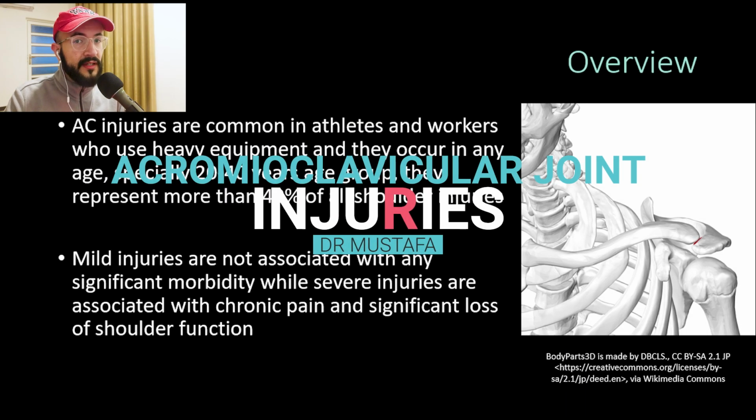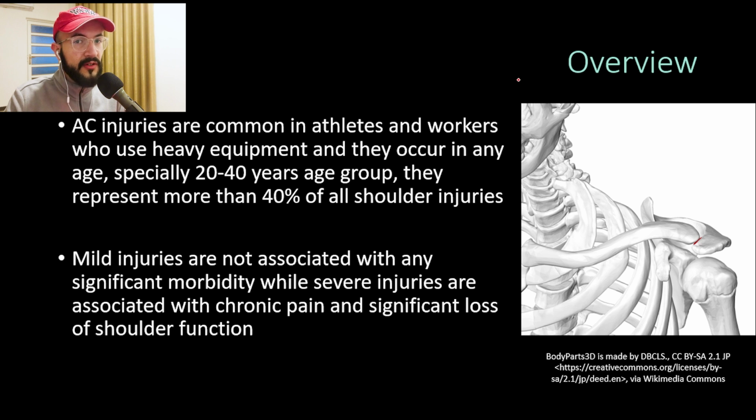In our talk about the acromioclavicular injuries, we will start with an overview. So, the acromioclavicular injuries affect the acromioclavicular joint that you can see in this picture here. The acromioclavicular joint connects the acromion, which is part of the scapula bone that you can see right here, with the clavicle bone that you can see right here.